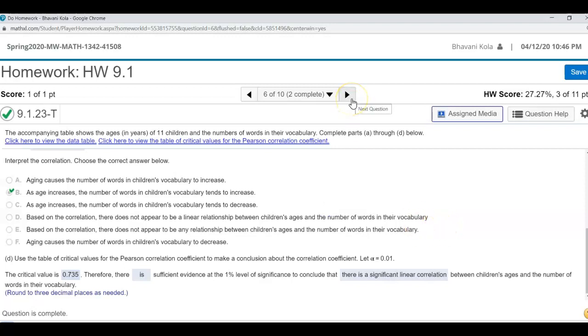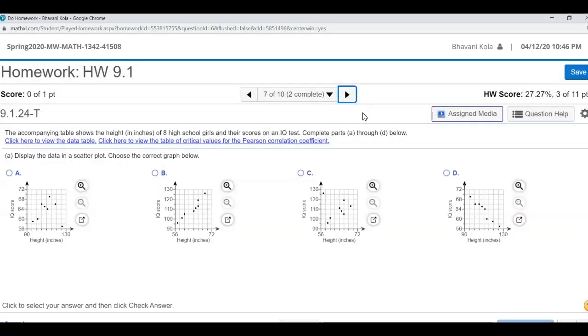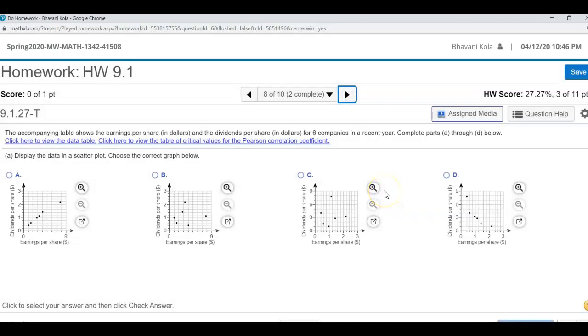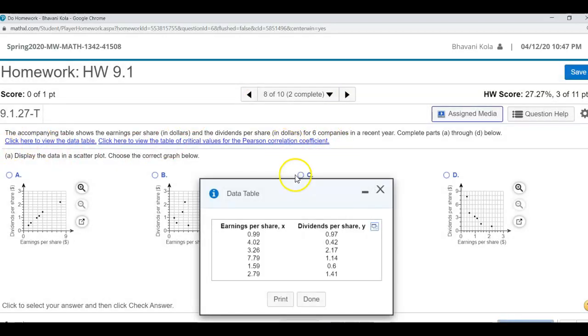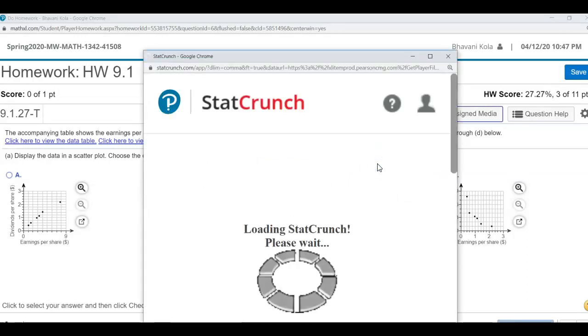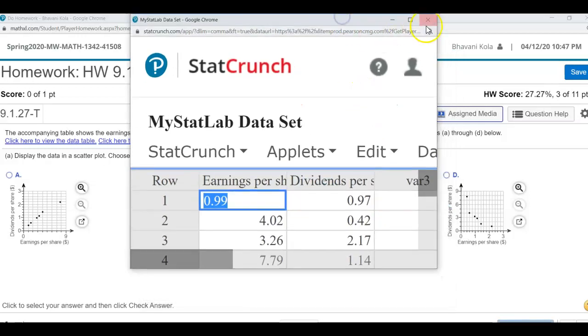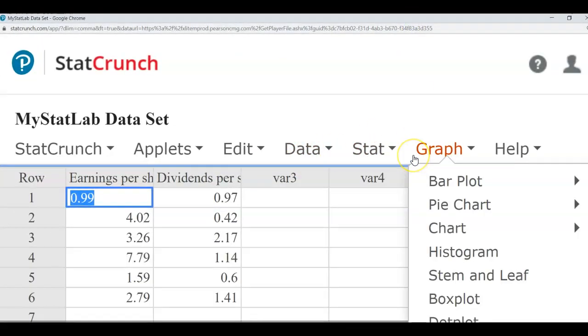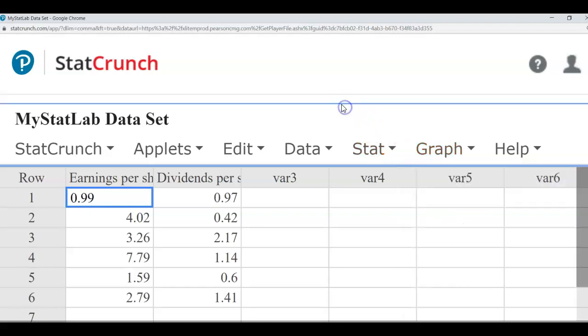All right, so let's go ahead and take a look at the next one. Problem 7, y'all can do. Let me do problem number 8. And again, you start with the table, which shows the earnings per share and the dividends per share of 6 companies in a recent year. So you automatically know your n value is 6. So you'll click on your table here to look at your data set. Open the data in StatCrunch. I will expand this for you and of course minimize it again.